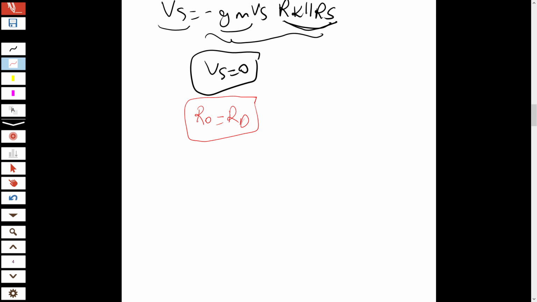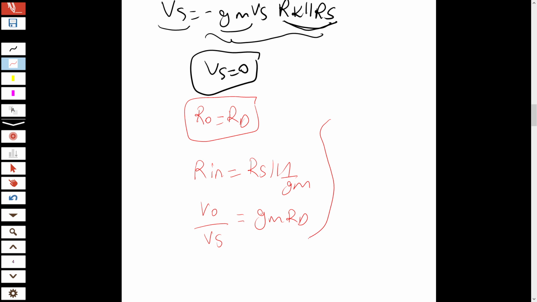So we have found all the parameters. Our output resistance equals RD, our input resistance equals R source parallel 1 over gm, and V output over V source equals gm times RD. Remember these three equations, because when we solve problems, I will use them a lot.